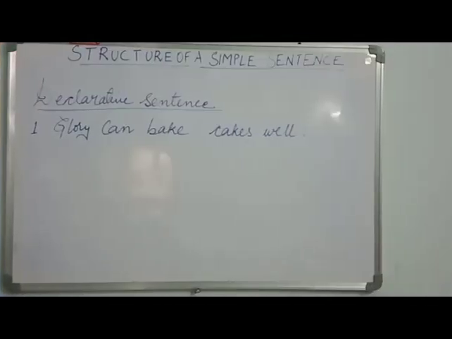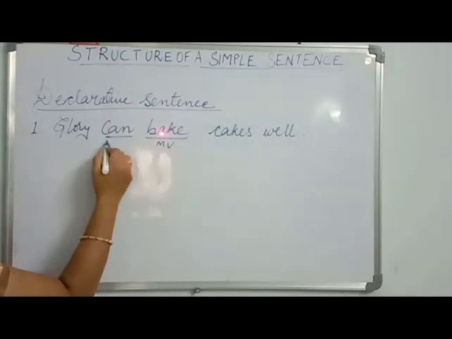Let's begin with the declarative sentence. Let's check the board. Let's take an example of a declarative sentence. The first example is, Glory can bake cakes well. It is a statement made. Now, the first thing we have to do when we get a sentence is identifying the verbs. What are the verbs in this sentence? The action word is baking. And she has the skill to bake cakes well, Glory. So here, the main verb is bake and the helping verb is can.